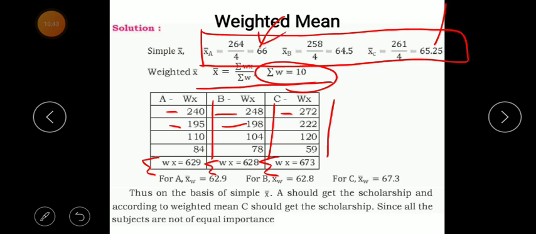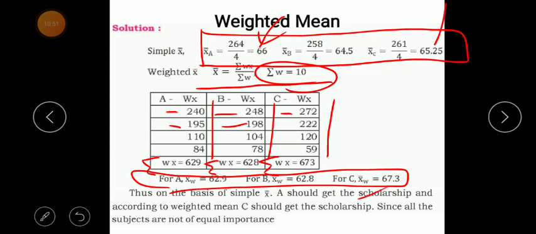And according to weighted mean, who should get the scholarship? C. So C should get the scholarship based upon weighted mean, since all the subjects are not of equal importance. So you have to see who has scored more, and based upon that, whose mean is highest. If you are taking simple mean into consideration, then A will get the scholarship. If you are taking weighted mean into consideration, then whoever has got the highest weighted mean will get the scholarship. So this is how a weighted mean problem we have to solve. Simple it is.